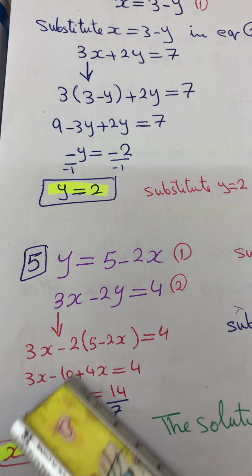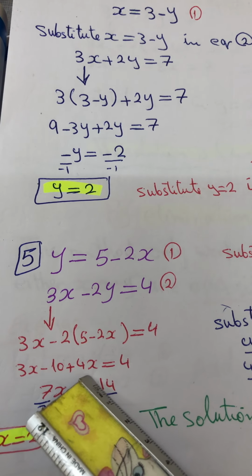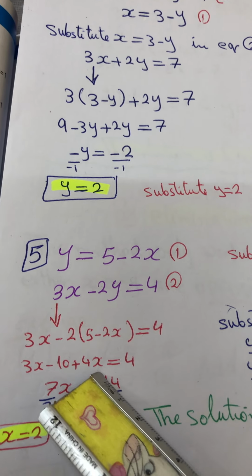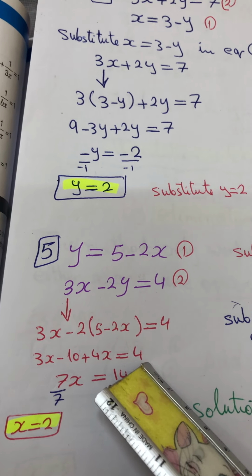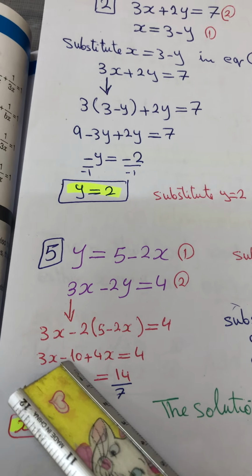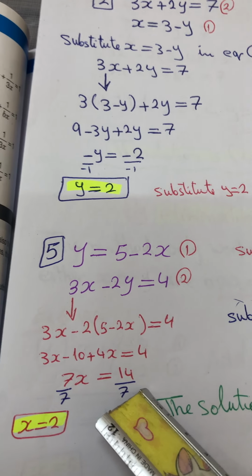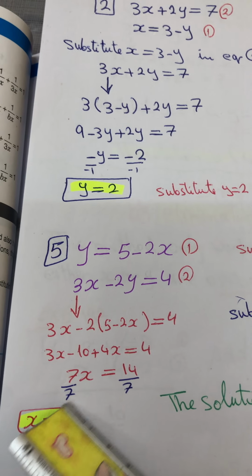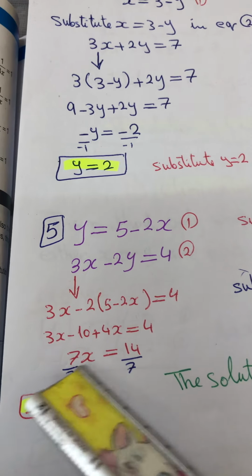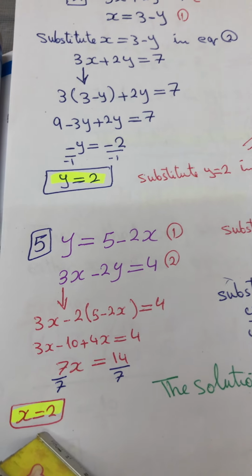Now 3x minus, distribute: 2 times 5 equals 10, so negative 2 times 5 equals negative 10. Negative 2 times negative 2x equals positive 4x, like this, equals 4. Now collect the x's you have. We have 7x and negative 10. Take it to the opposite side with a positive sign, so 10 and 4 equals 14. Here I have 7x, divided by 7 to get the value of 1x, of course divided by 7 on both sides. So now we have x equals... don't stop, you didn't finish.